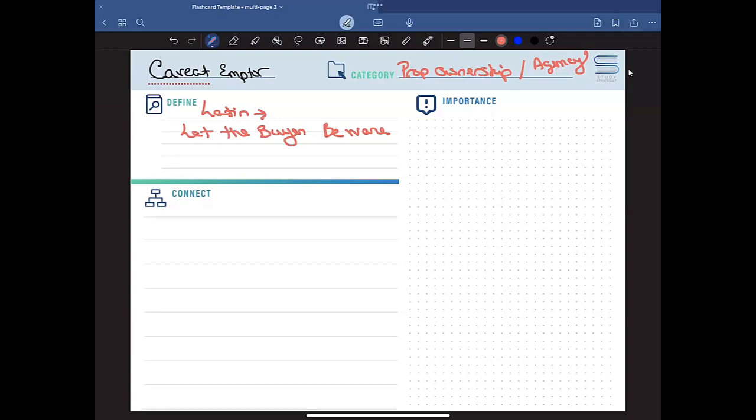All right. So it means let the buyer beware. And I'm going to go ahead and connect this for you, because you said property ownership and I said agency. Let the buyer beware talks about, hey buyer, when you are buying the property, it is your job to figure out what's wrong with it.